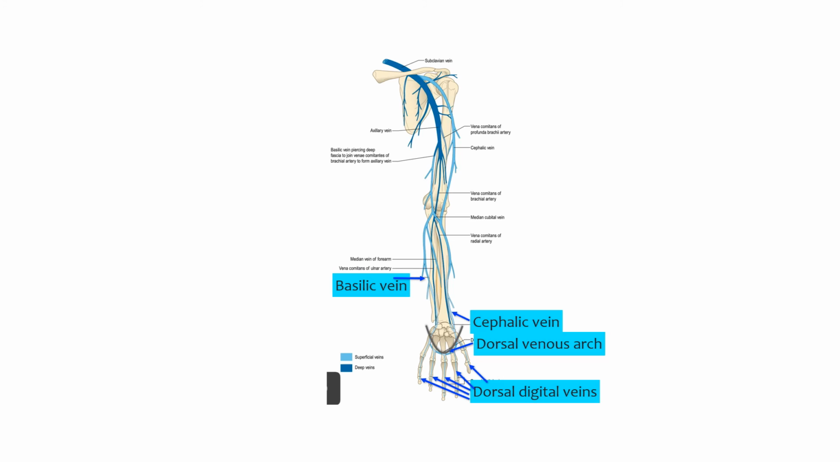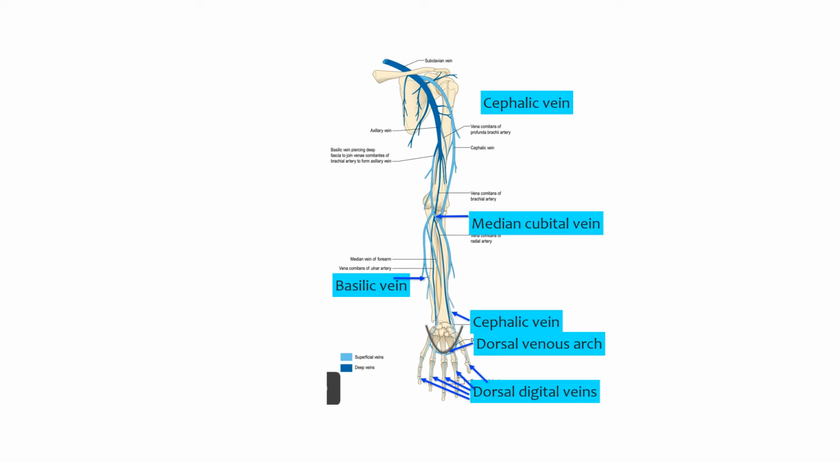This basilic vein will wind round the medial border of the forearm and then will enter into the anterior, that is the flexor compartment of the forearm. Both the cephalic and the basilic vein will then ascend upward, and in the cubital fossa, both these veins will communicate through another vein which is the median cubital vein.